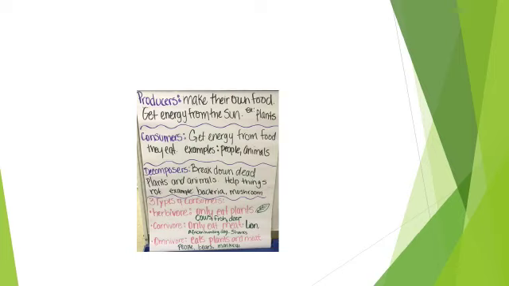Consumers get their energy from food they eat, like people and animals. Decomposers break down plants and animals, like bacteria and mushrooms. There are three types of consumers: herbivore, carnivore, omnivore. Herbivores only eat plants. Carnivores only eat meat. Omnivores eat plants and meat.